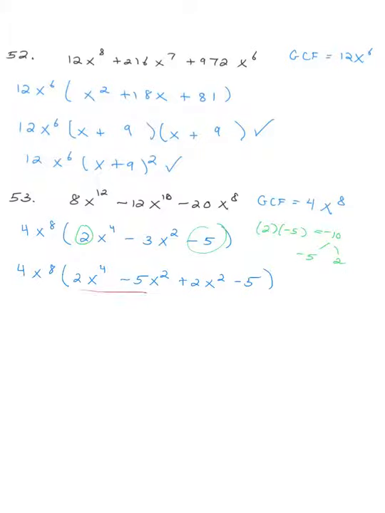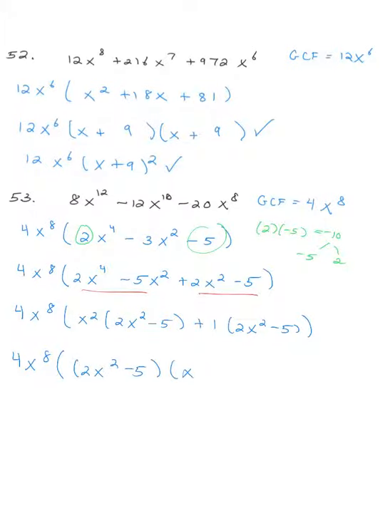Again, using this idea of taking out the greatest common factor from the first and last two terms. We have 4x to the 8th. I can take out x squared from both, leaving me with 2x squared minus 5. And I can only take a 1 out from the last two terms, but that's okay. Because now I have 4x to the 8th. Inside the parentheses, I'll factor out the 2x squared minus 5, and I'm left with x squared plus 1. And I don't need to write down the extra set of parentheses, so I'll write it as this.